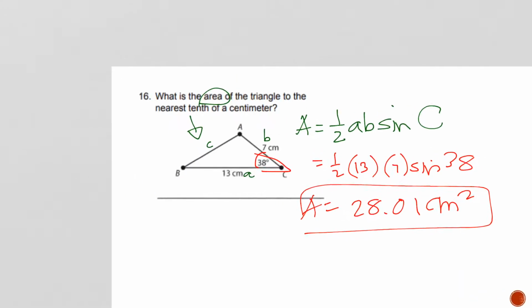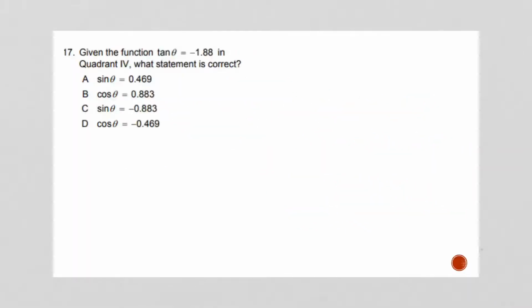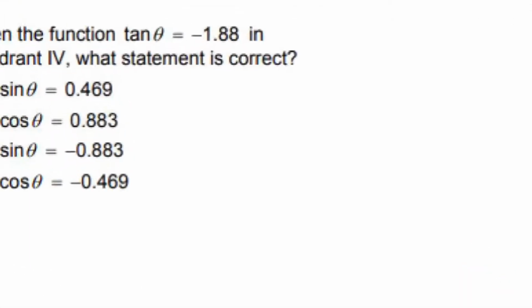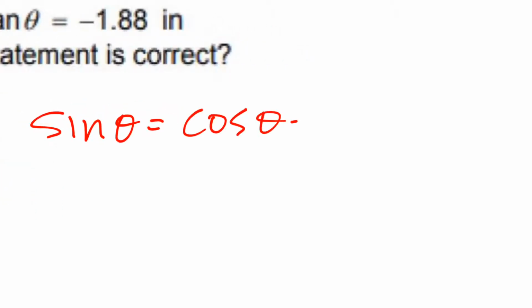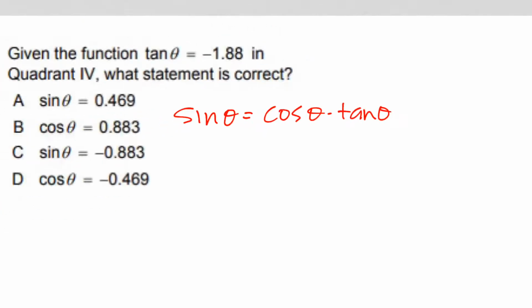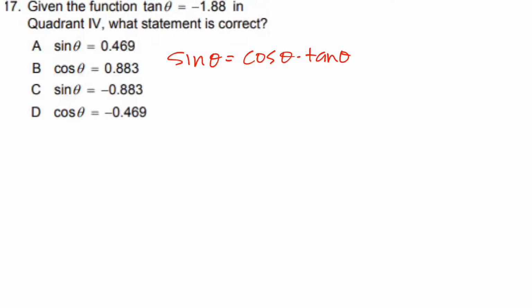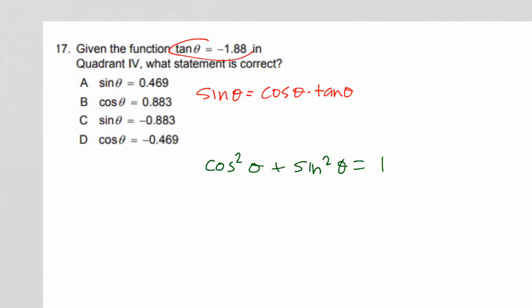Number 17 is the one where I have to use two identity properties. Sine theta equals cosine theta times tan theta. And after I use that property, I'm going to use cosine squared theta plus sine squared theta equals 1. First of all, in the problem, they tell us that tan theta is equal to negative 1.88.